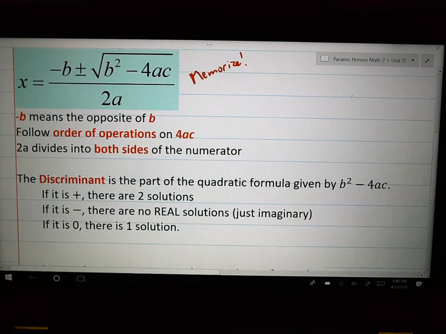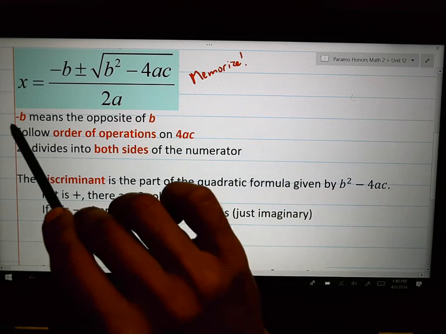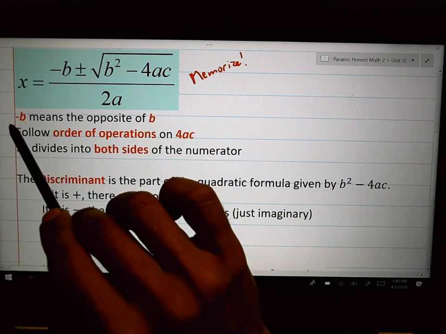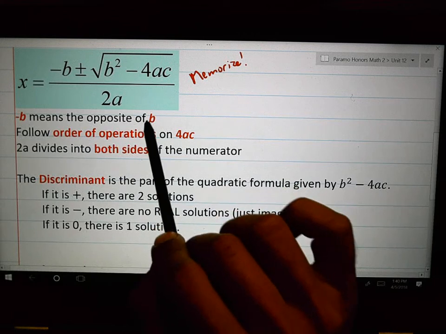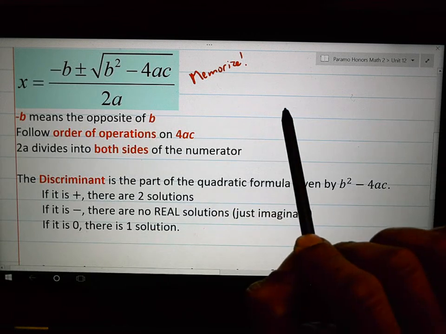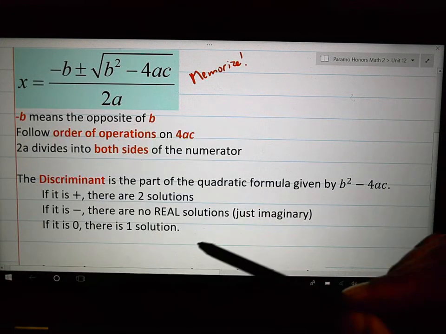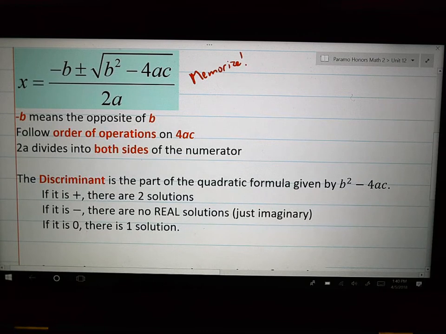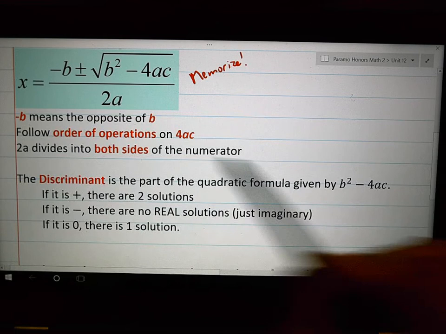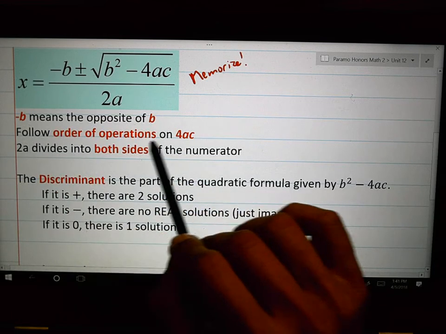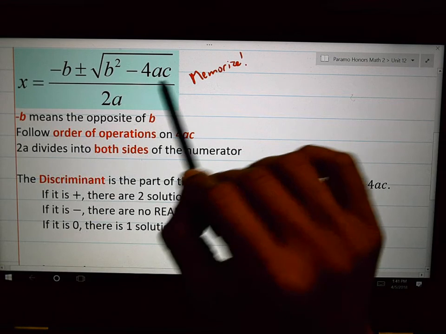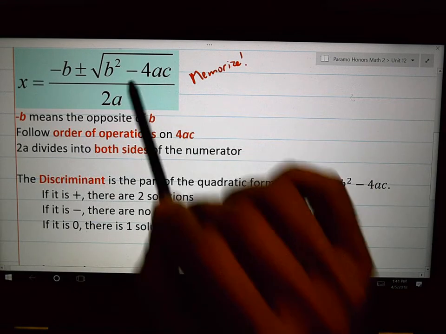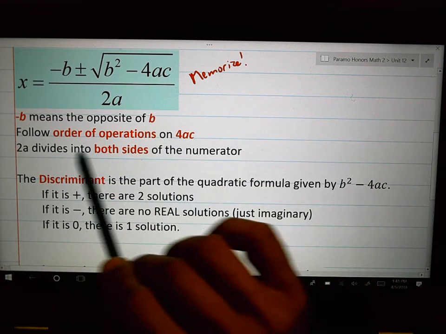A few things that you should know before we get started. Negative b does not mean it's always negative. Negative b means the opposite of b. So if b is a negative value, negative b would be the opposite of whatever that is. If it's a positive, it turns it into a negative, or a negative into a positive. Don't forget to follow the order of operations. Some people try to subtract before they do multiplication. Multiply before you subtract. Keep that in mind.